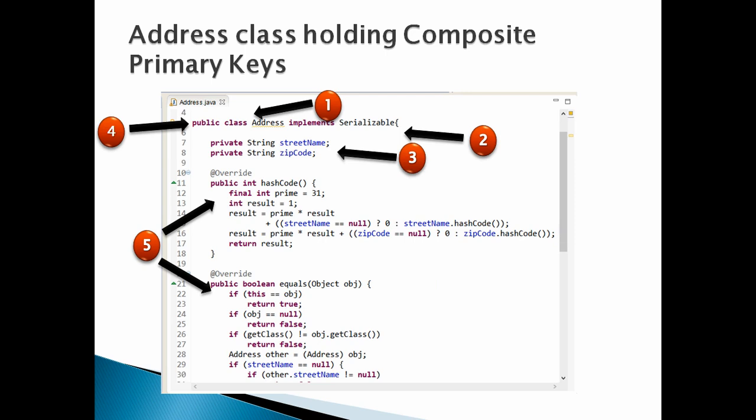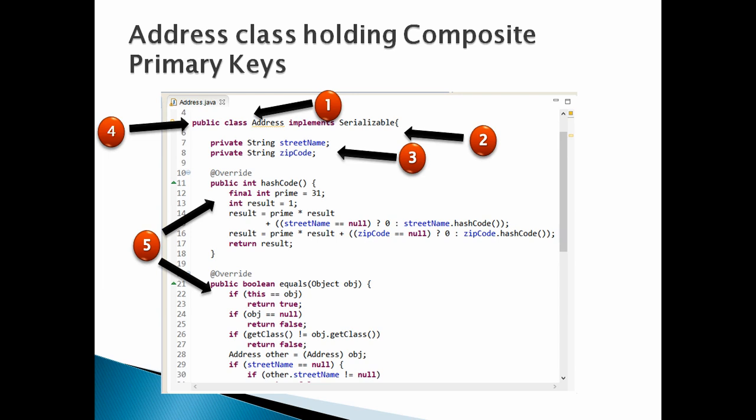Moving ahead. Let's create an Address class, holding composite primary keys. This class must follow a few rules we discussed above. Let's discuss all the rules point by point. Number 1, the Address class must not be annotated by any annotation. Moving ahead. Number 2, this class must implement the Serializable interface. Moving ahead. Number 3, the Address class has a group of properties such as street name and zip code. These two properties together will make a primary key. These two properties together will be the composite primary key.